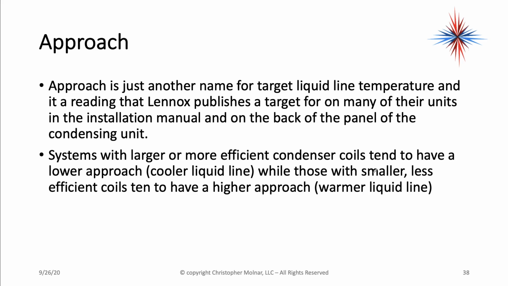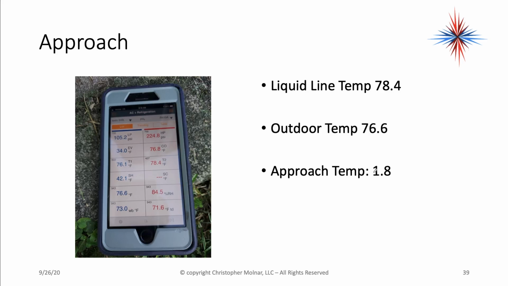The approach temperature is just another name for the target liquid line temperature, basically, and it's a reading that Lennox publishes for many of their units in the installation manual and on the back of the panel of the condensing unit. Systems with larger or more efficient condenser coils tend to have a lower approach, a cooler liquid line, than those with smaller or less efficient coils that tend to have a higher approach, a warm liquid line.